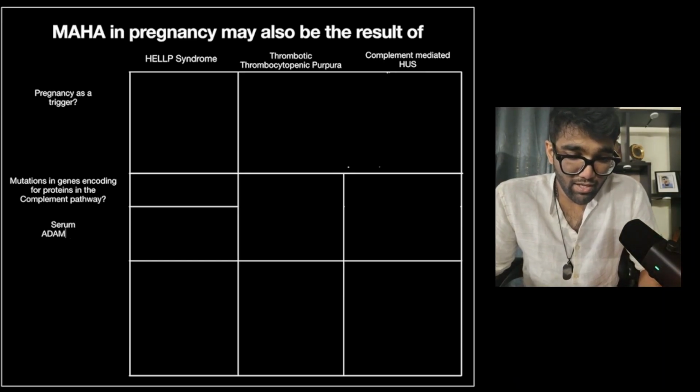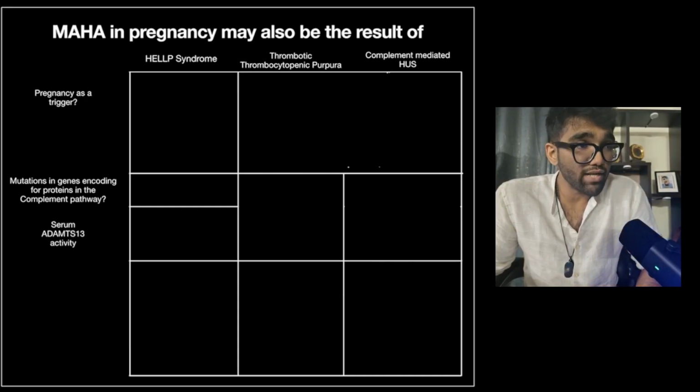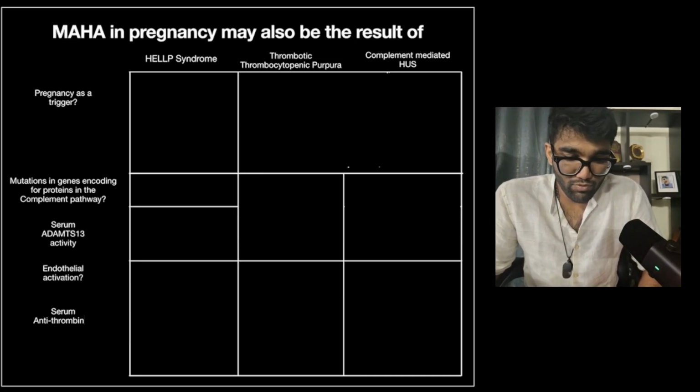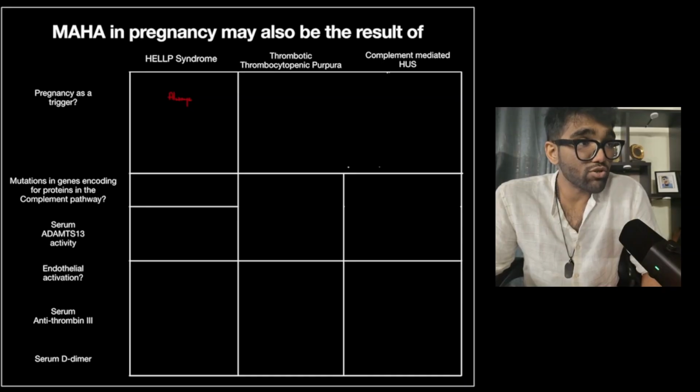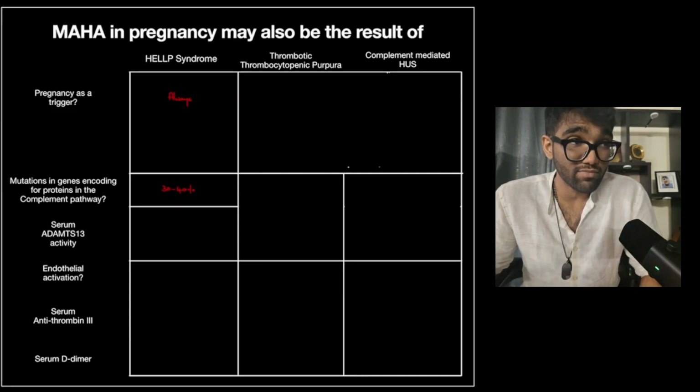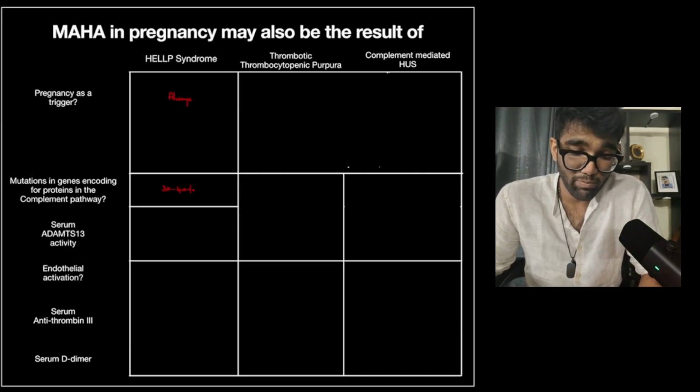The second thing we look for is the presence of mutations. Third is serum ADAMTS13 levels, and finally we look for any evidence of endothelial activation. So for that we look for serum antithrombin 3 levels, and we look for serum D-dimer levels. Okay, let's see what we find in HELP syndrome. So HELP syndrome is always going to occur in pregnancy. That is a given.